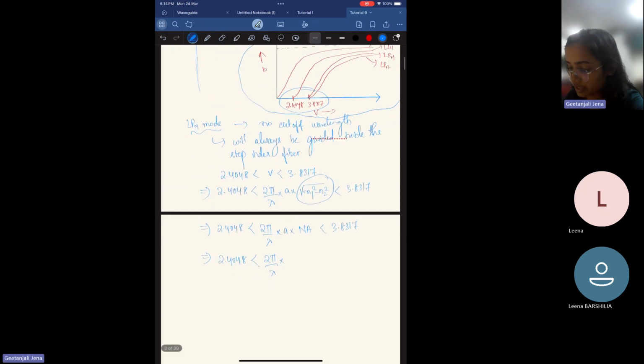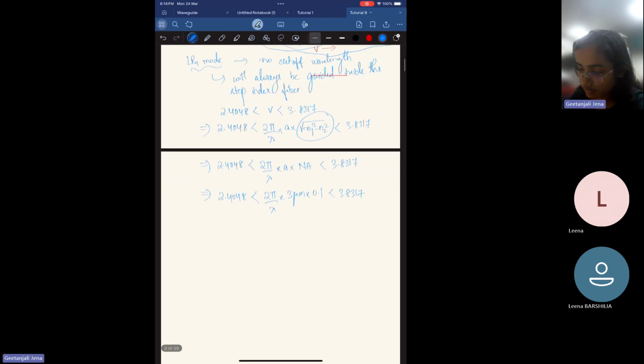So okay, core radius is already given. It is 3 micrometer, and numerical aperture is already given. It is 0.1. So just make some rearrangement so that you can get the cutoff wavelength. So this is 2.4048. This value will give 1.884, and this is lambda. This is 3.8317.